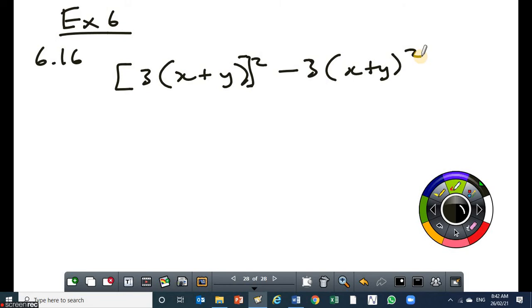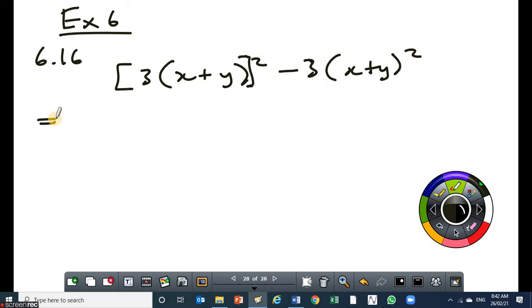Before I carry on, have you ever heard of what are called perfect square trinomials? Have you ever heard of what are called perfect square trinomials? But last year, you factorized trinomials.